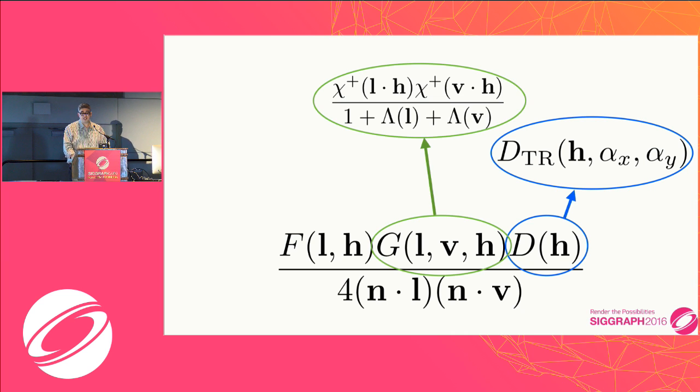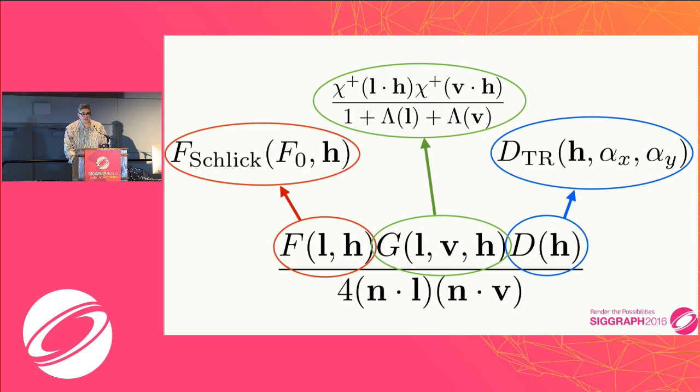And as far as the shadowing-masking term, current best practice is the height-correlated form of Smith, which is more accurate than the uncorrelated form and really not any more expensive, so there's no reason not to use it. And the Schlick approximation of Fresnel used to be pretty much universal, and it's still quite common, but we're definitely seeing some alternatives out there.